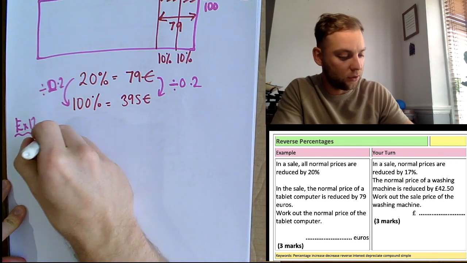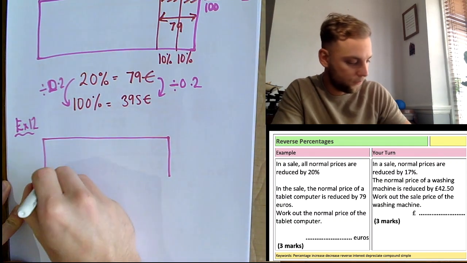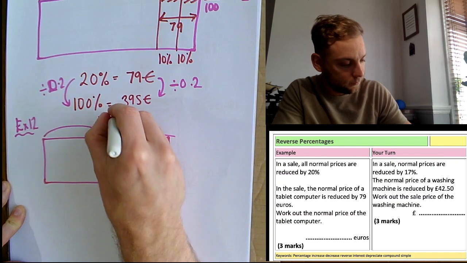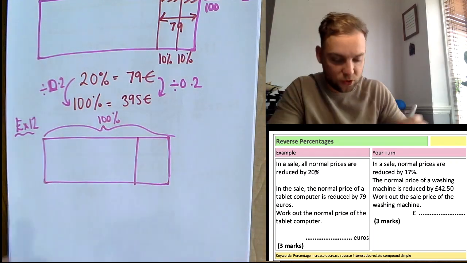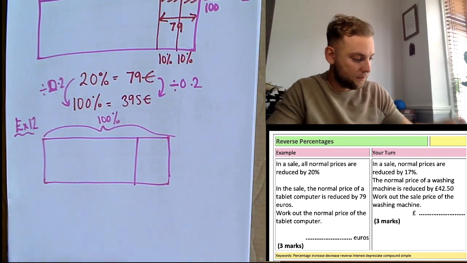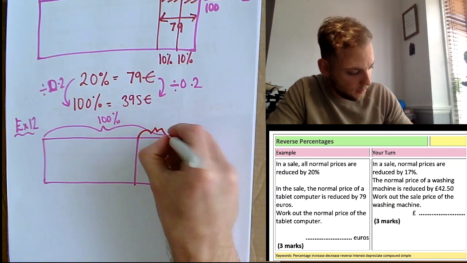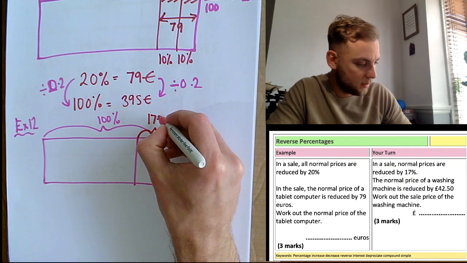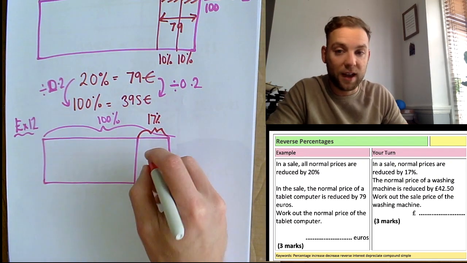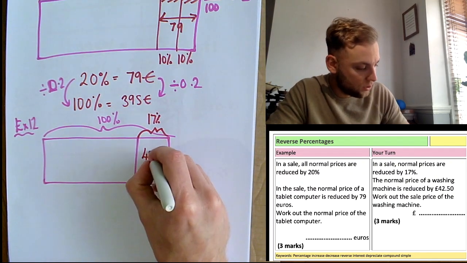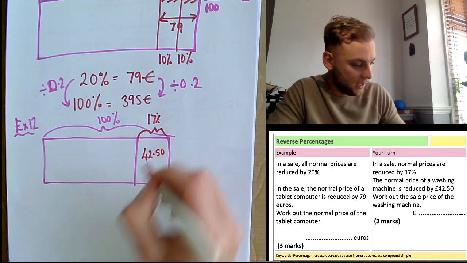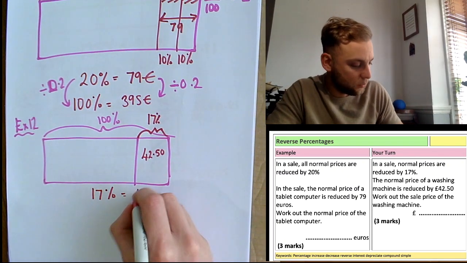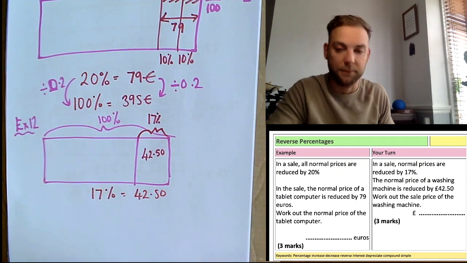So let's just see what that looks like in my bar method. So I know that this is worth 100%. I've been reduced by 17%. So this here is being reduced by 17%. And I know that that reduction is worth £42.50. So my starting point here is that I know 17% is equal to £42.50.